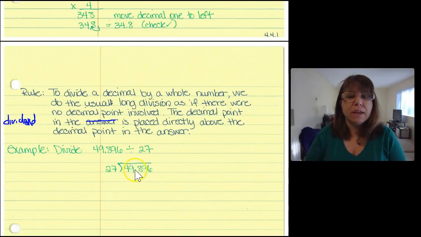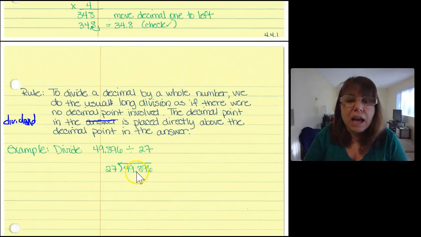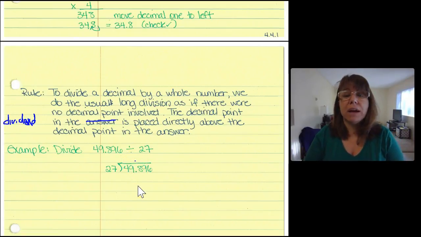My first step is to set up the problem. 27 divided into 49.896. I am going to immediately put my decimal point in my quotient, my answer, right above where it is. Now I'm going to start my long division like normal.